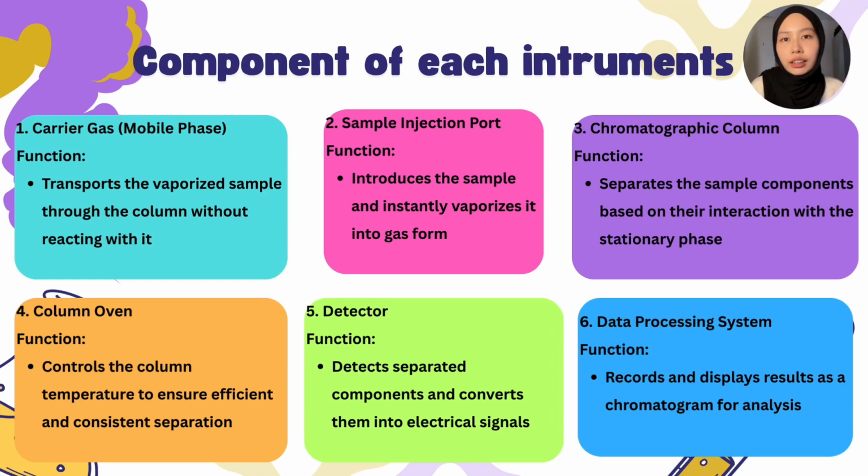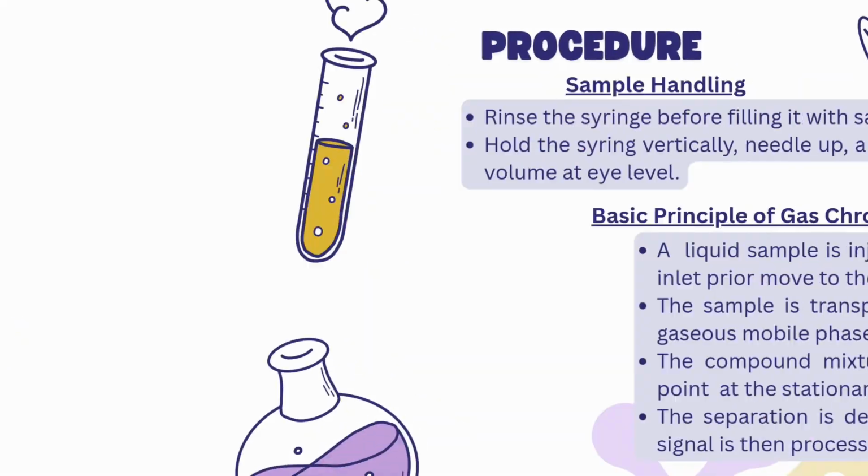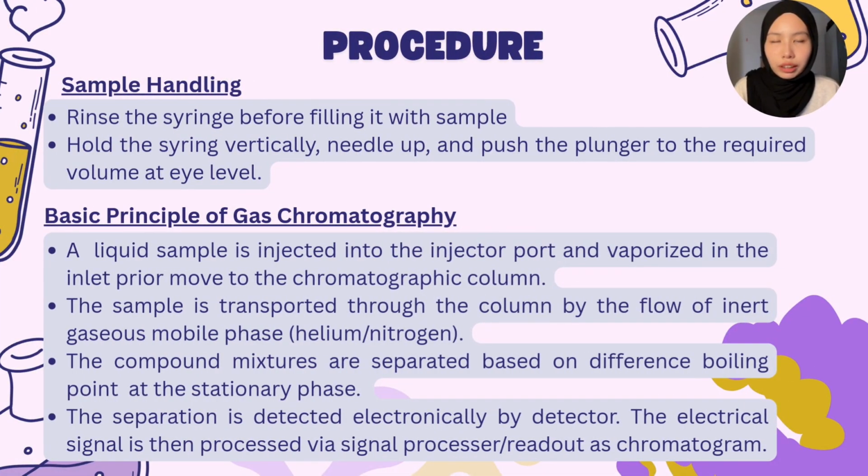Number 5 is the detector. This is the component where the compounds exit the column and it converts the presence into an electrical signal. And lastly, we have the data processing system. Finally, the computer records those signals and turns them into a chromatogram, the graph we use to identify what was in our sample.